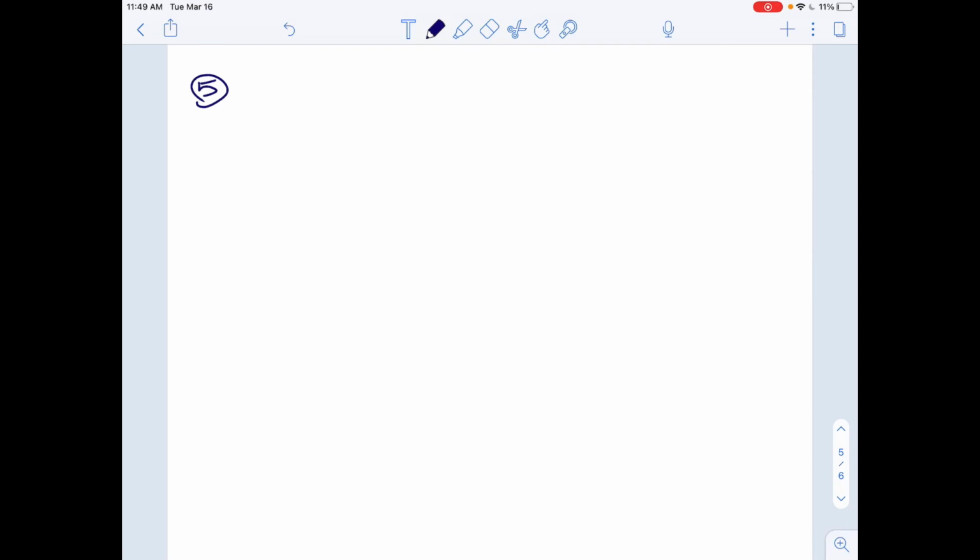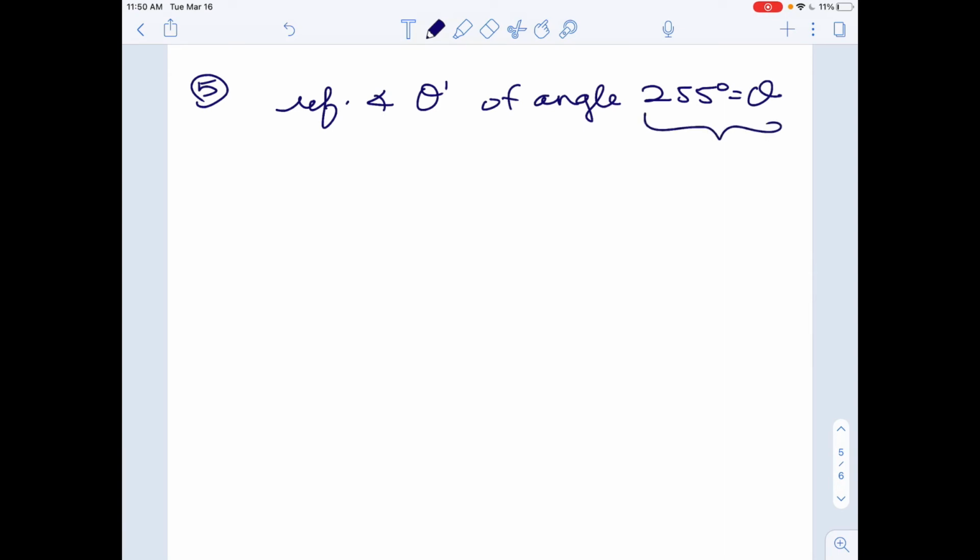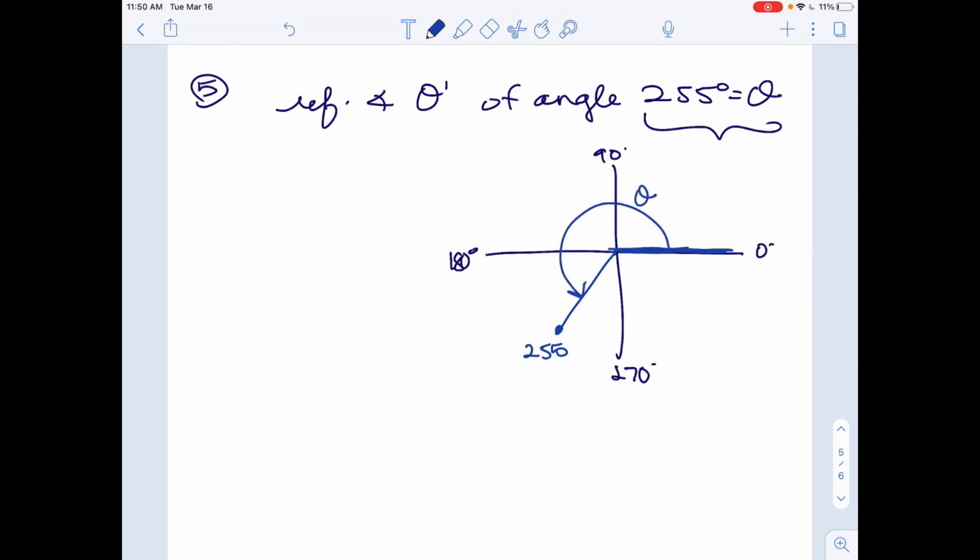We're going to start at number 5. It says determine the reference angle. So we're talking about the reference angle, and we're calling it theta prime, of the angle theta equals 255 degrees. Sketch theta in standard position and label theta prime. So we're going to first sketch this. If this is 180 degrees, here's 90, here's 0, here's 270, we're going to go ahead and label 255. So I know from standard position, that's starting at 0, to here, we say this is theta.